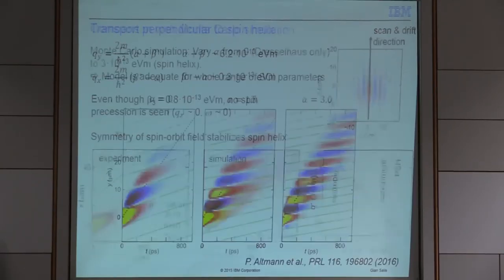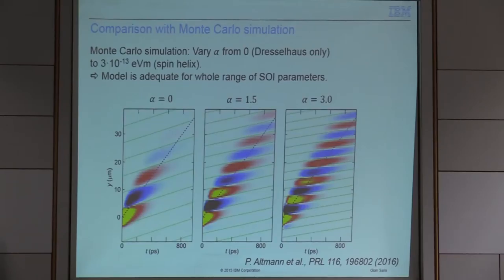Now, for all other situations, this works well. And this is a test that also shows that the simple model of just averaging the Fermi circle also works if you do a more sophisticated Monte Carlo approach. So these are data obtained with a Monte Carlo simulation of the spin dynamics, and the green lines are the simple model, and you see that they fit for everything between a symmetric spin orbit case, where you have only Dresselhaus spin orbit interaction, all the way to this spin helix situation where you have just seen the measurements.